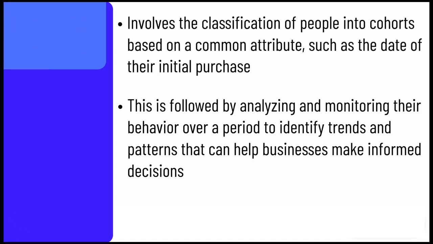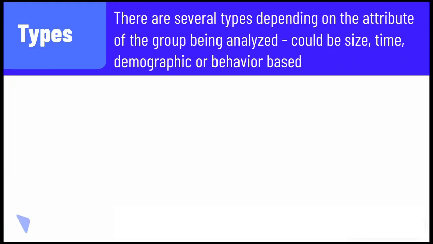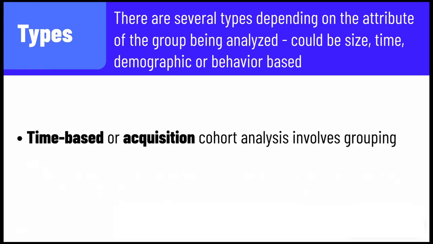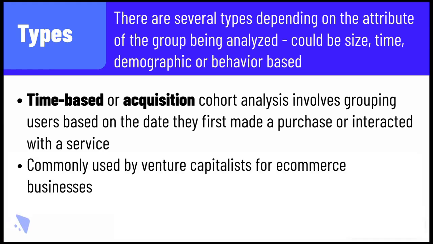Now, there are several types of cohort analysis depending on the attribute of the group being analyzed. It could be size, time, demographic, product, or behavior based. One of the most widely used cohort analysis is known as time-based or acquisition cohort analysis, and it involves grouping users based on the date they first made a purchase or interacted with a service. It is commonly used by venture capitalists for their e-commerce businesses.